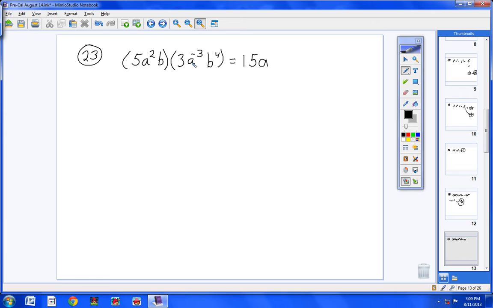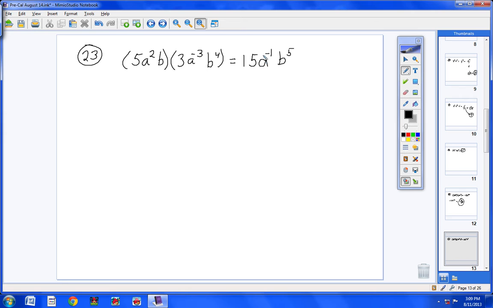And then, of course, when you're multiplying like bases, you add the exponents. So I have a 2 and a negative 3. I'm going to add those, and I will get a negative 1. Now let's look at our b's. I have a b and a b. Now, students, there is no exponent with a b, so we understand there's a 1 there. So it's b to the 1 power, b to the 4th power. So with that in mind, I would now have b to the 5th power.